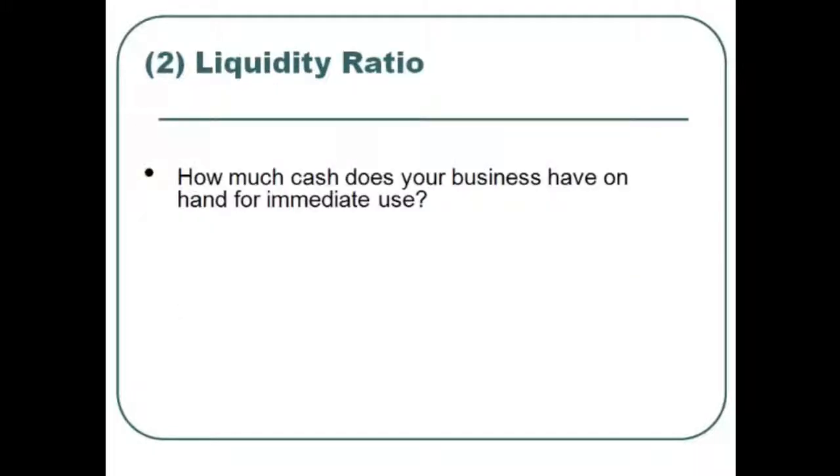Okay, the second ratio is the liquidity ratio. Liquidity is cash. You see how much cash your business has on hand for immediate use. Just now I mentioned that the cash flow statement is very important, to make sure that you have enough cash to run your company. So this is another ratio to make sure that the company has enough cash. What is the ratio?